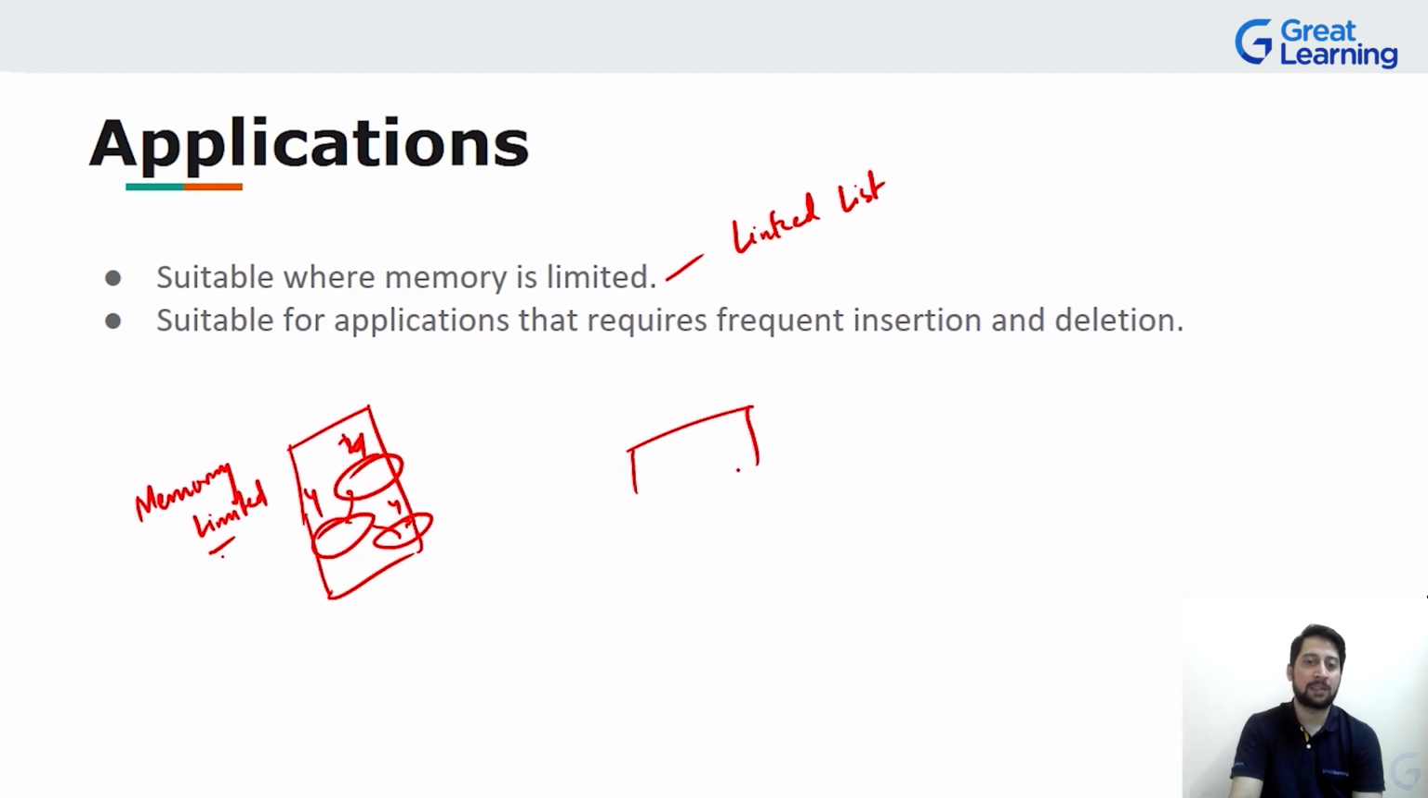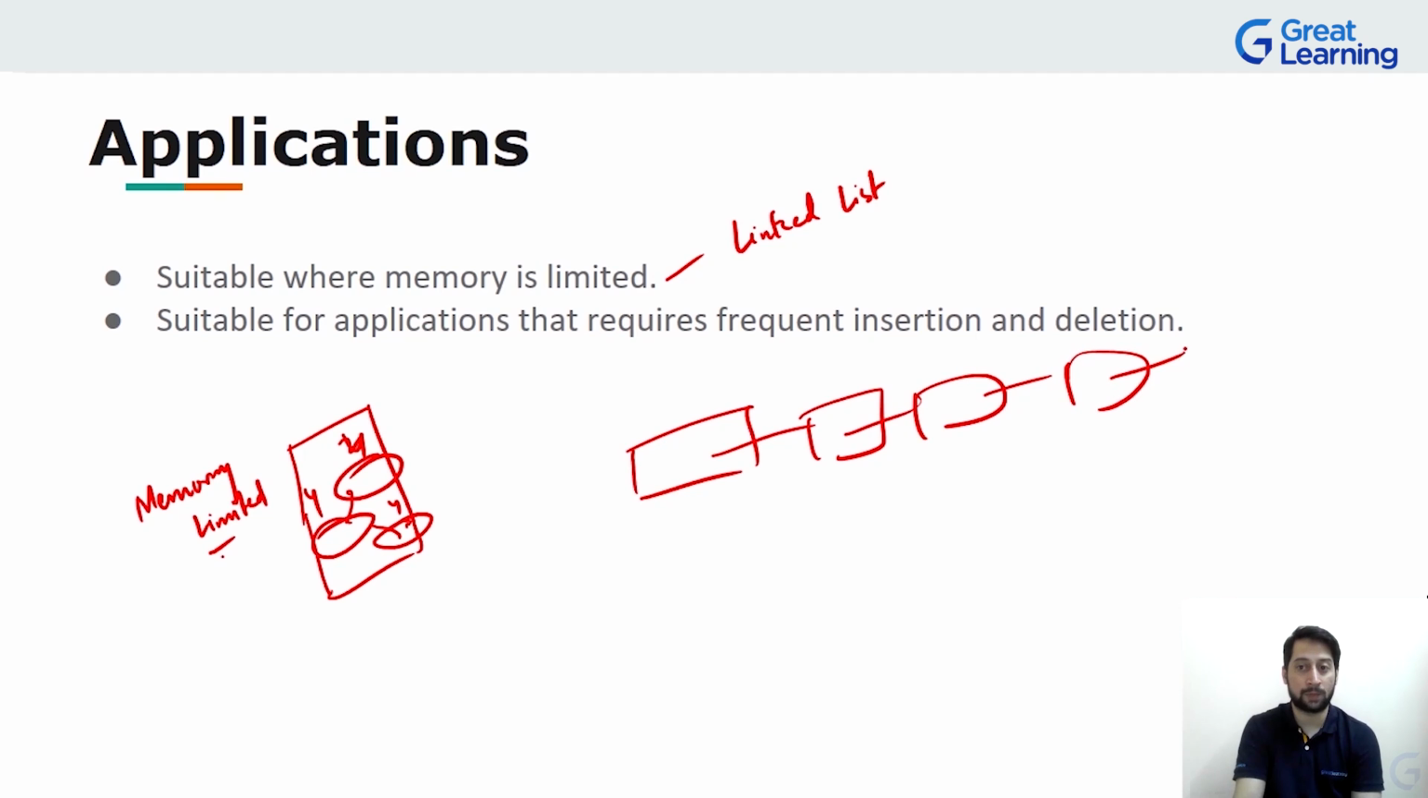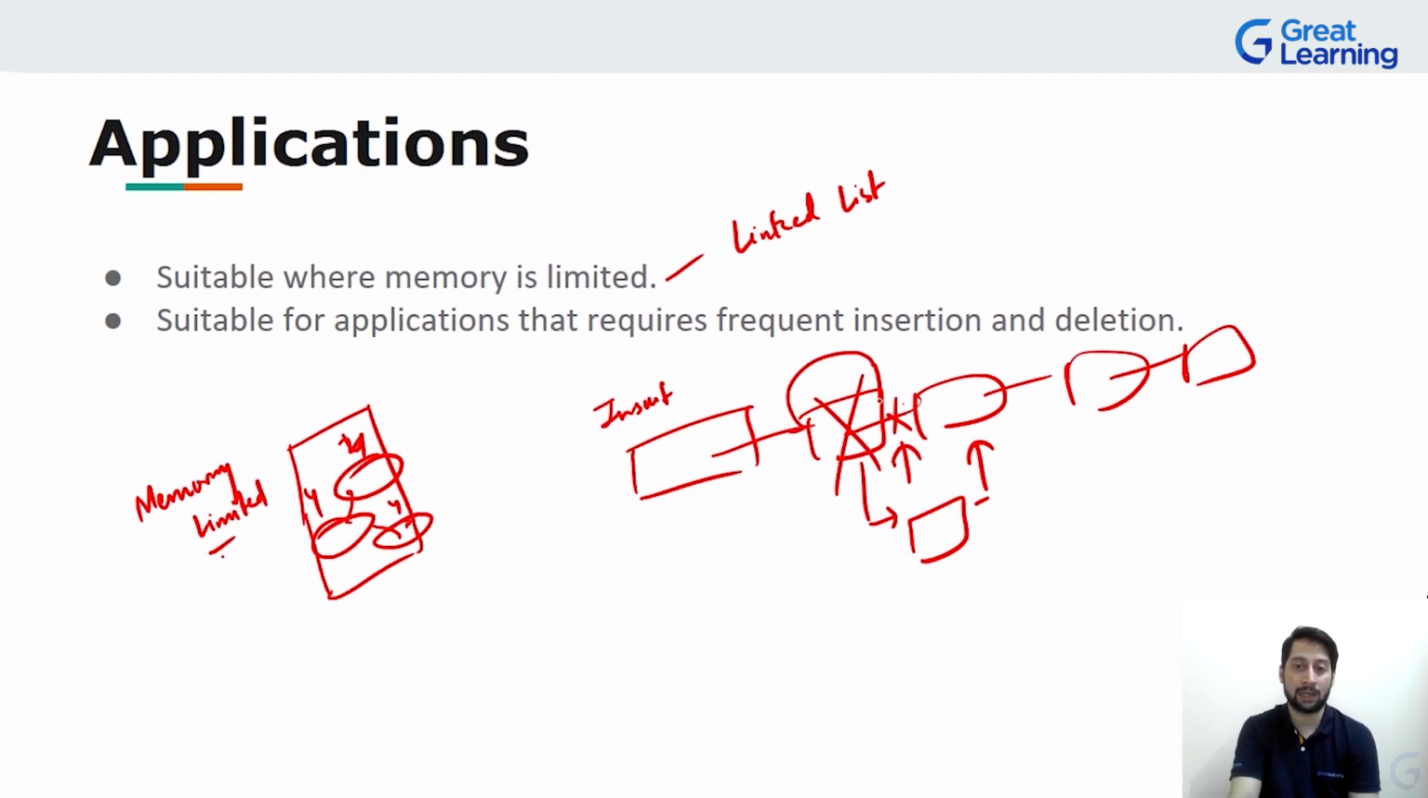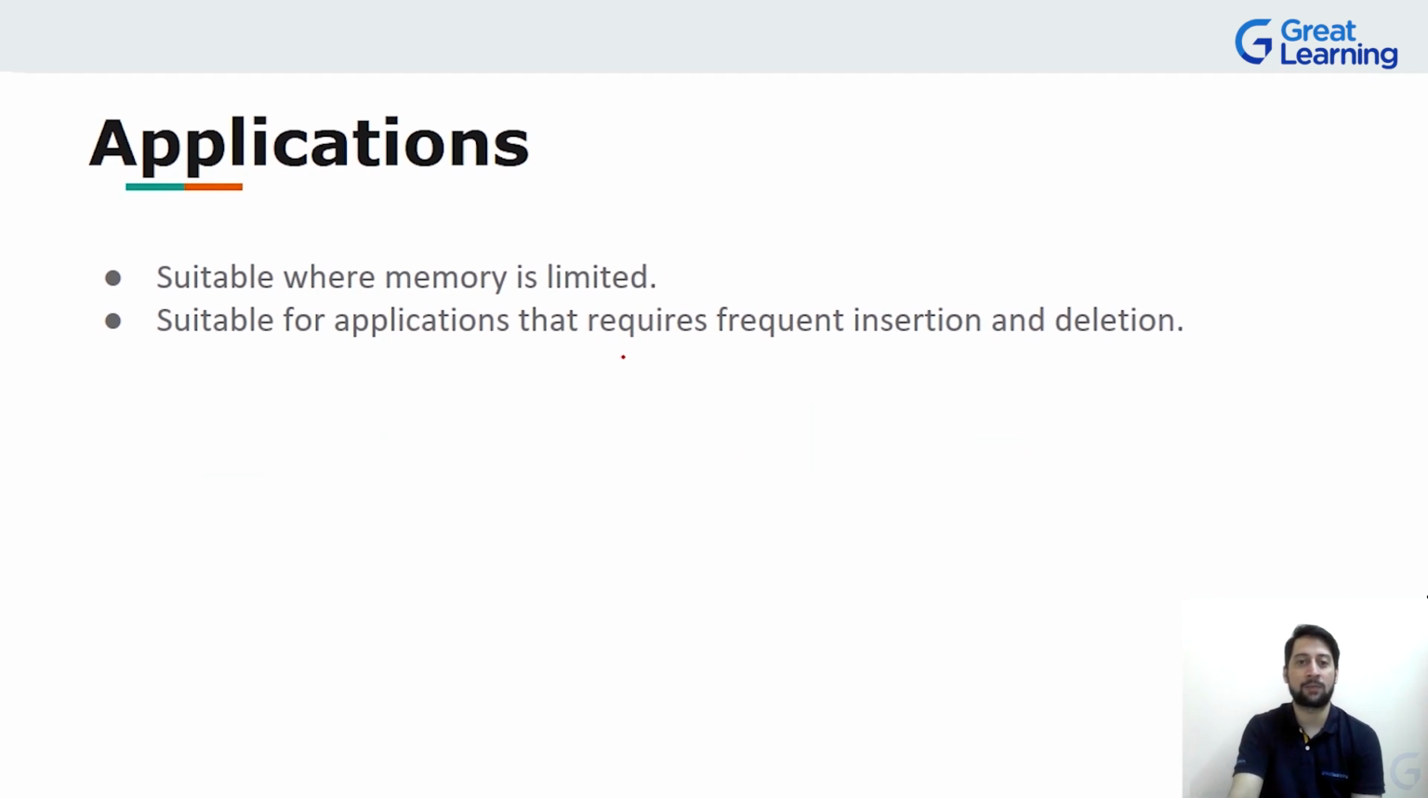Also, we have seen that there is not much manipulation required when you are trying to delete or insert an element. Let's suppose you are trying to insert a node: you will manipulate this link, linking this to this, and this to this. So with the manipulation of a single link, you were able to insert the element. The same goes for deletion. If you want to delete, you just manipulate this link and link this node to this node. So applications which require frequent insertion and deletion operations are also suitable. You can easily go for linked list because you will be saving a lot of time compared to arrays.